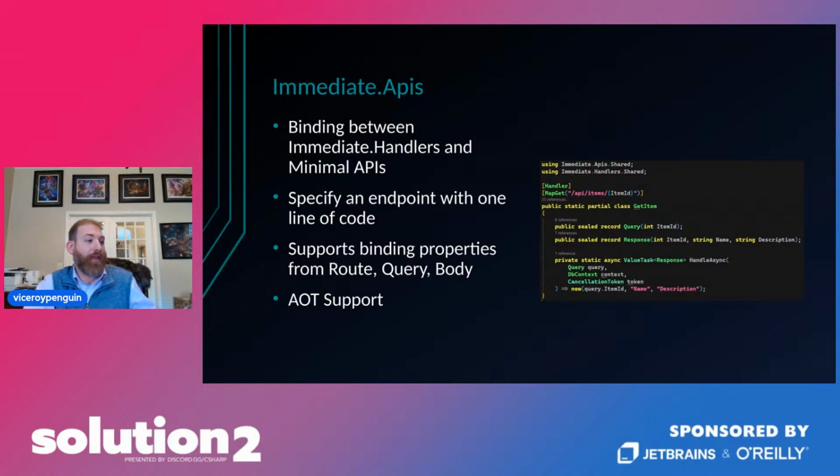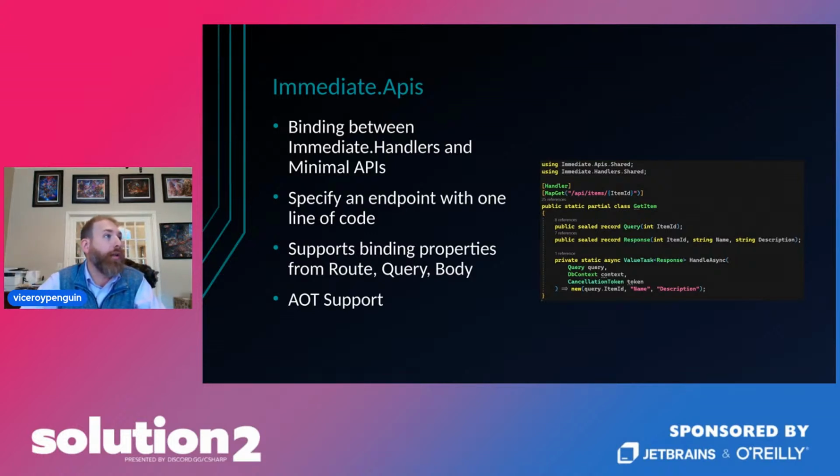Once you have a handler, then the question becomes, how do I connect it to endpoints? Well, that's what we wrote immediate.apis for. And what immediate.apis does is it connects a handler to an endpoint. After we wrote immediate.handler, we said, okay, now we have all of these controllers that look exactly the same. All they do is get a handler and call a handler. Well, let's separate that. Let's automate that. Get rid of the boilerplate.